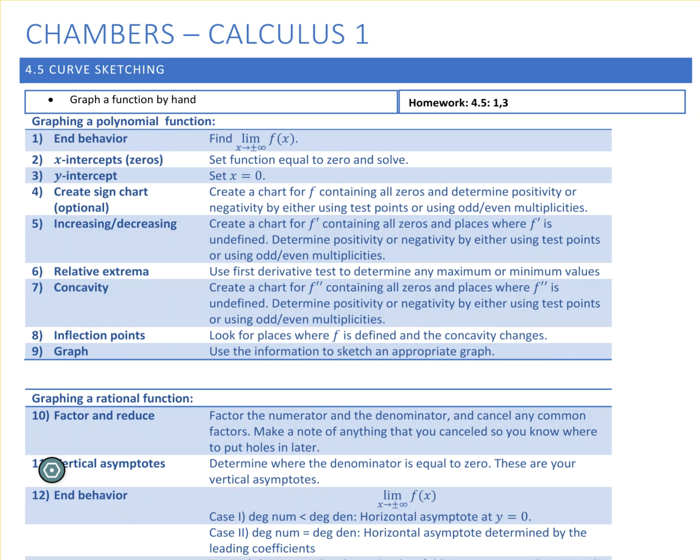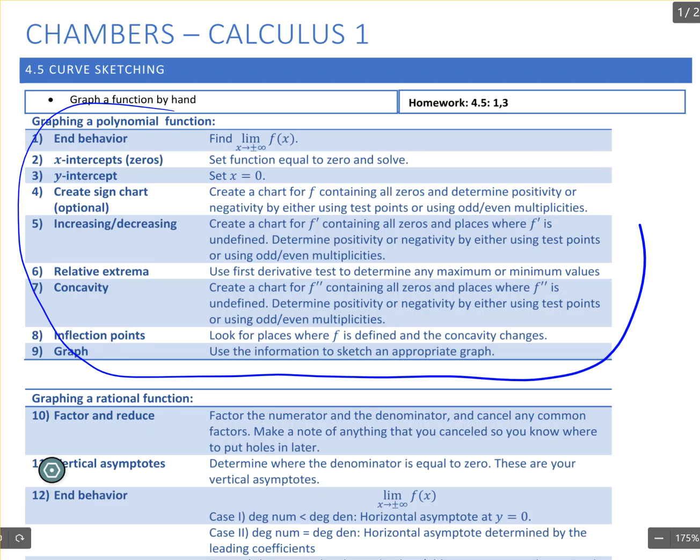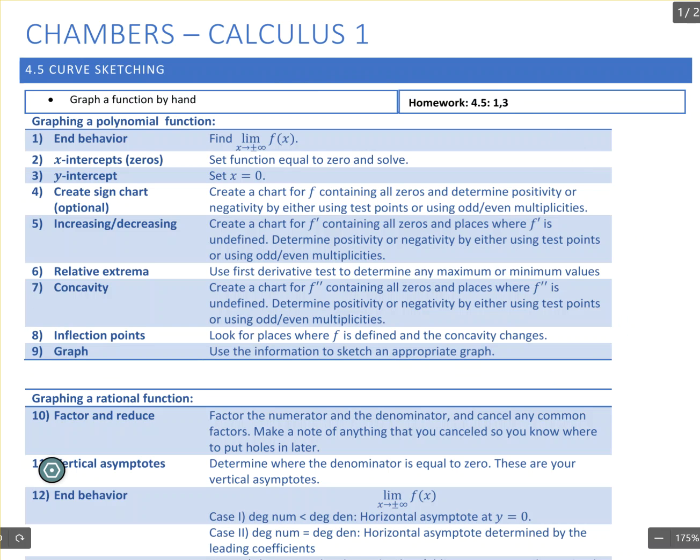So this section is all about curve sketching by hand. So basically trying to come up with what a graph looks like using calculus and without using a calculator. In this section, we're going to be concerned really about graphing a polynomial function. Other times, if we had more time, we'd probably do graphing a rational function, but we're just going to keep it easy and do polynomial functions.